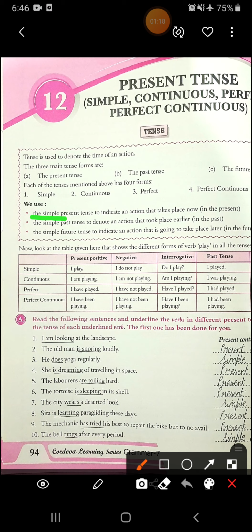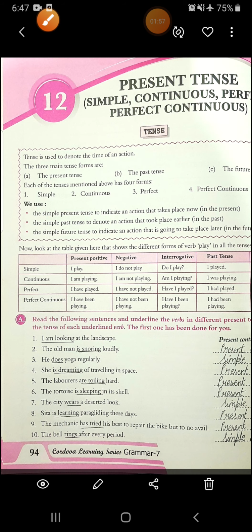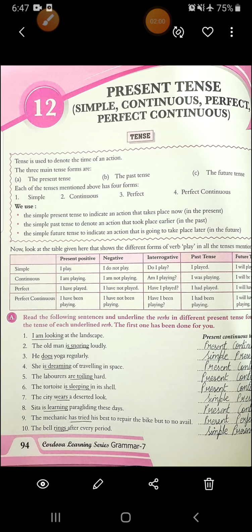we use the simple present tense to indicate an action that takes place now. When any action is taking place now, then we use present tense. Alright. Then the simple past tense to denote an action that took place earlier. If something has already happened, some action that has already taken place, then for that we use past tense. The simple future tense to indicate an action that is going to take place later. And where do we use future tense? When any action is going to take place later in future. I hope these three things are clear to you all. There's nothing much to explain in this part.